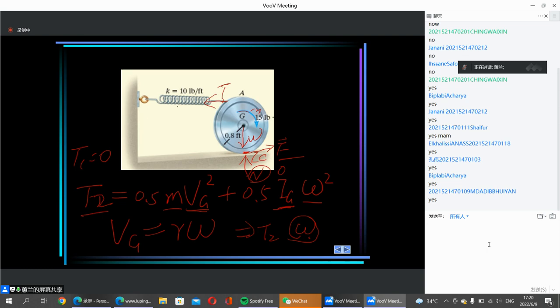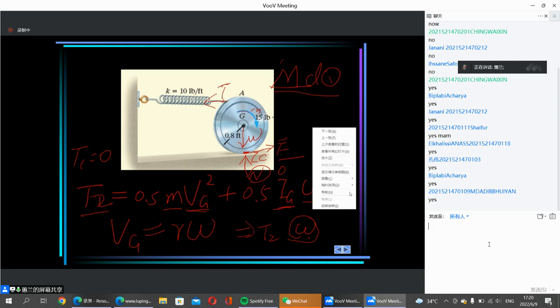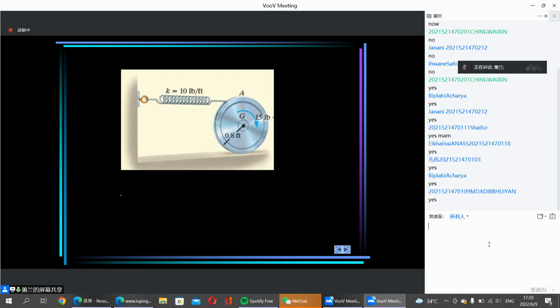Okay, it's very important. For the moment, we know the moment will do work, and the moment does work because the moment is a constant. So the work by the moment will be M d theta. And the spring force also will do work on the disk, right? How to calculate the work by the spring force?